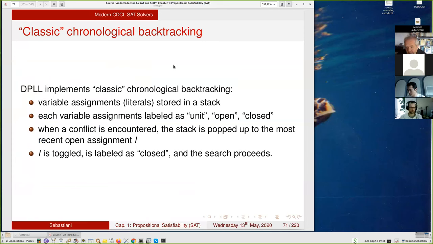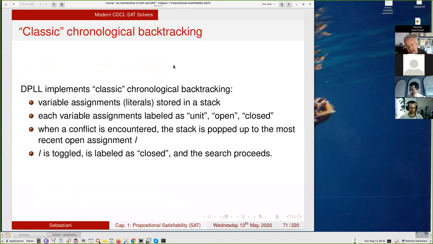DPLL is based on what is called chronological backtracking, or classic backtracking. Every time you branch, you select one variable and a truth value for that variable and go ahead. This causes a branch. If you are not able to find any truth assignment after that decision, you backtrack, undo that choice and try the opposite. So you assigned A3 to true, this fails, then you undo that and assign A3 to false.